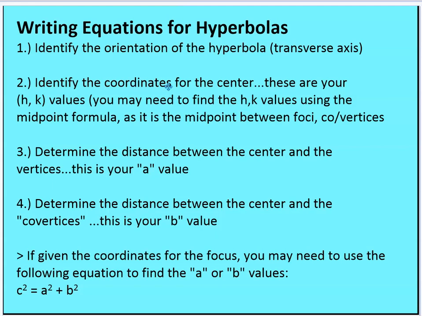And then if we're given coordinates for the focus, we may need to use the following equation to find the a and b values, or vice versa. And again, it's c squared is equal to a squared plus b squared.